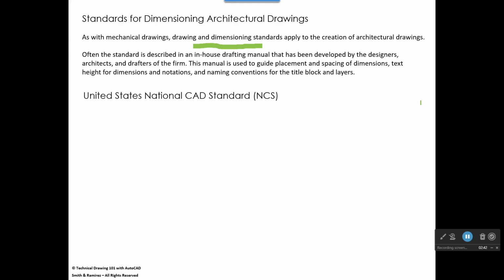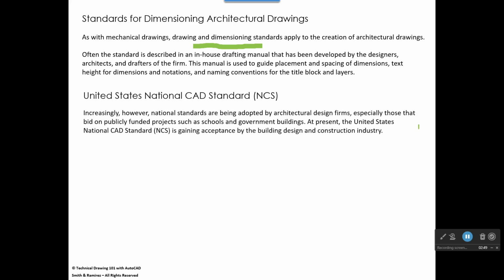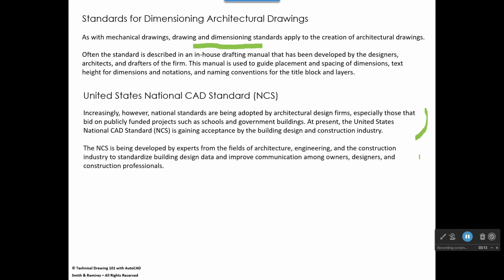But there is a national standard called the National CAD Standard, which we call the NCS, and increasingly a lot of architectural design firms and a lot of agencies are adopting the National CAD Standard. If you go to the National CAD Standard website, in fact, there's a link to the adopters, and you can see all the organizations that are currently using the National CAD Standard in the production of construction drawings for those organizations.